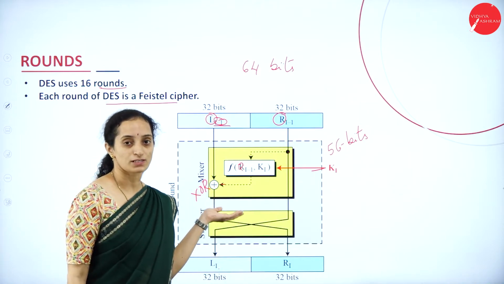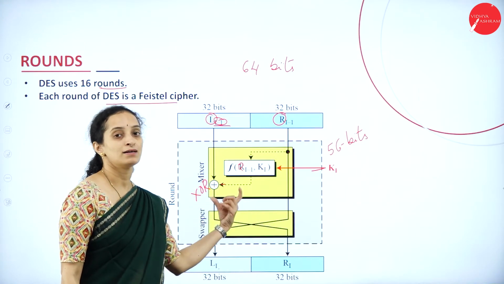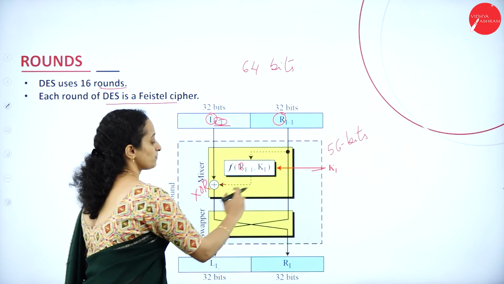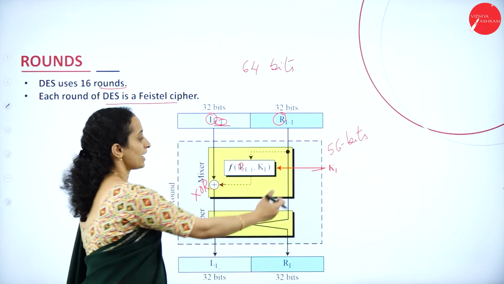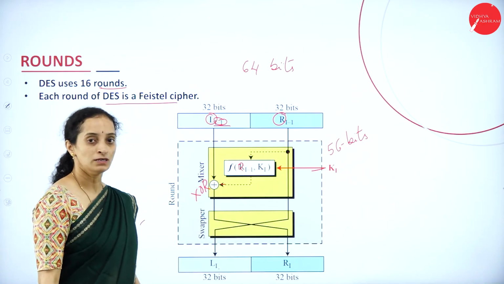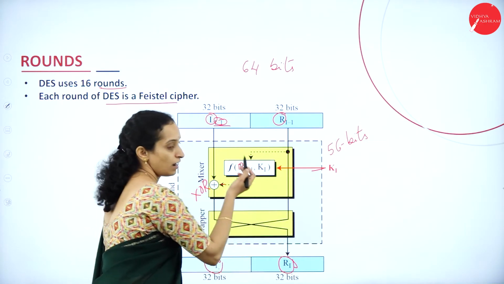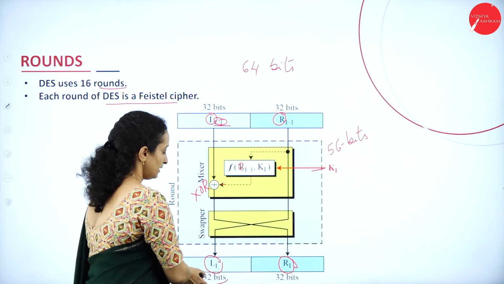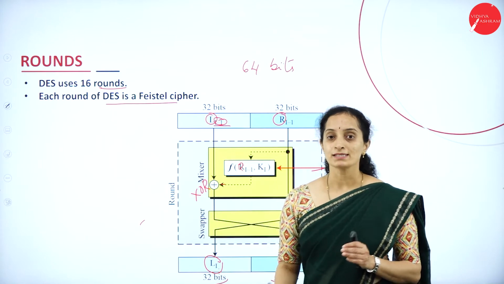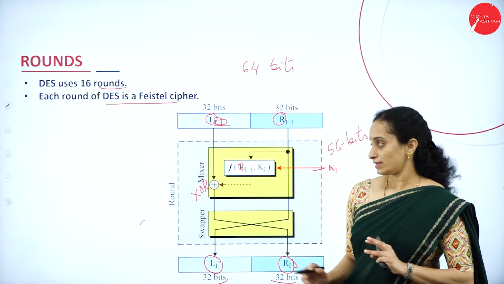What is the task of the swapper? It is to swap the inputs. It will swap the L part of 32 bits to the R part, whereas the R part of 32 bits will be swapped to L, which becomes Li and Ri. Each L and R part again contains 32 bits, in total 64 bits. There are 3 steps.